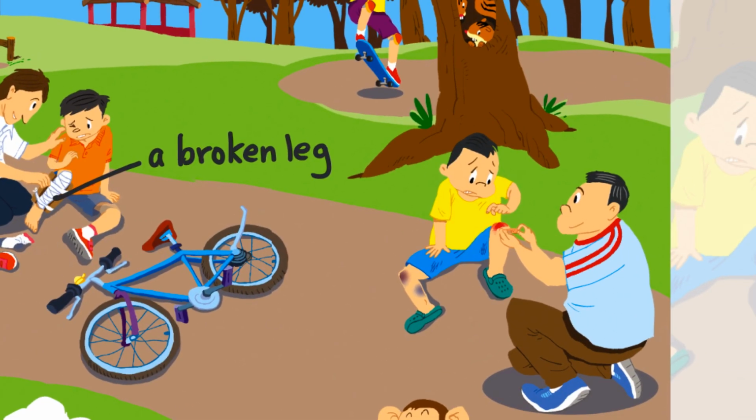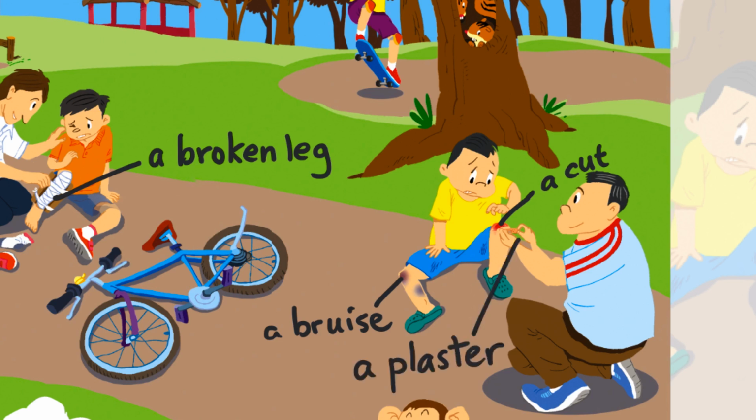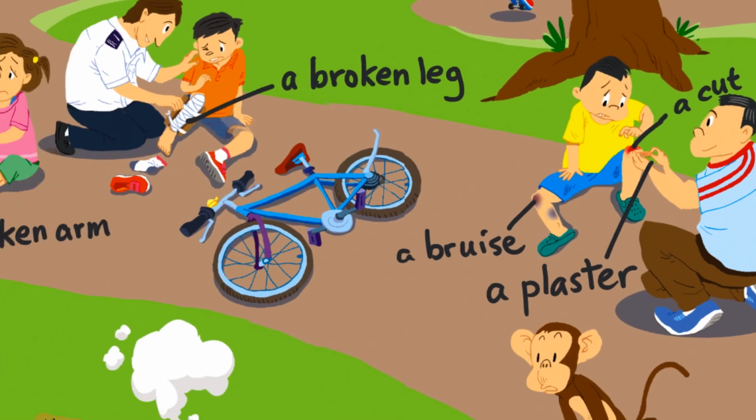What about this boy under the tree? What kind of injury does the boy have? He has bruises and cuts on his legs. What's the man putting on the boy's knee? He's putting a plaster on his knee. What do you think has happened? He probably tripped on the root of the tree.